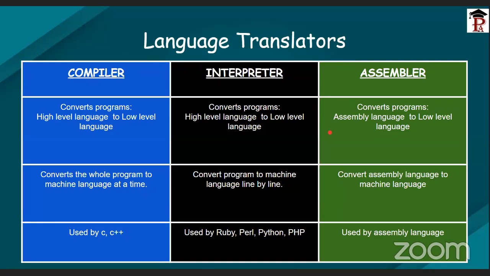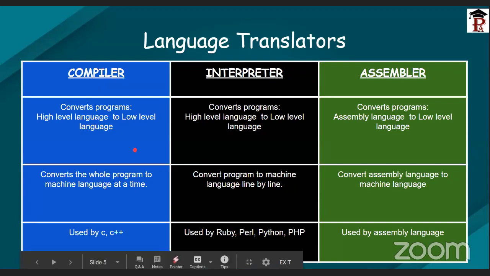I don't get you. Actually, your voice is cracking for me. What I'm asking, sir, is whether what we're using for our fifth generation is the compiler or the interpreter. For conversion, each programming language has a different language translator. For C and C++, we are using compilers. For Ruby, Perl, Python, and PHP, we are using interpreters. It depends on the language we are using.